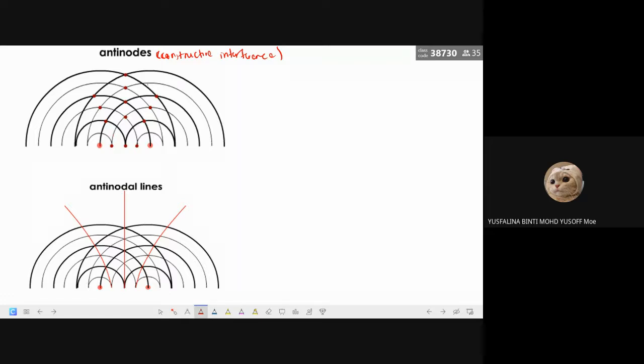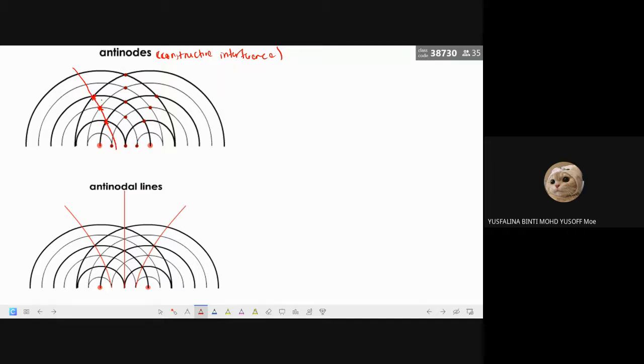So the darker line is the crest, while the less dark one is actually the trough. Okay, so you already know crest meets crest, or trough meets trough, will produce constructive interference. So here they produce the constructive, and this one also constructive, and also this one. So when I connect all these three lines together, all of this is constructive.